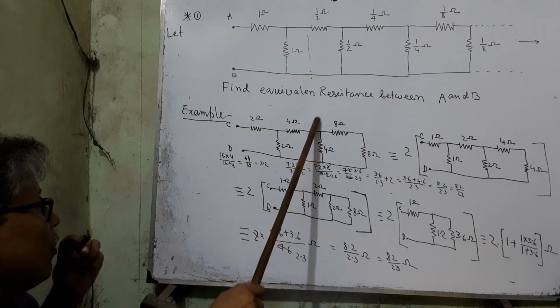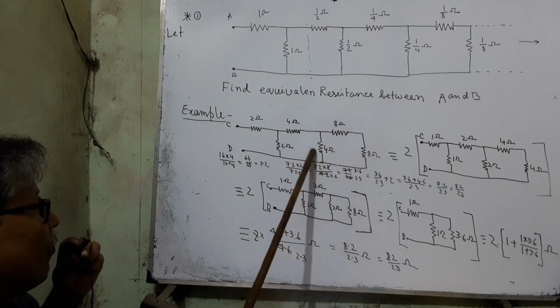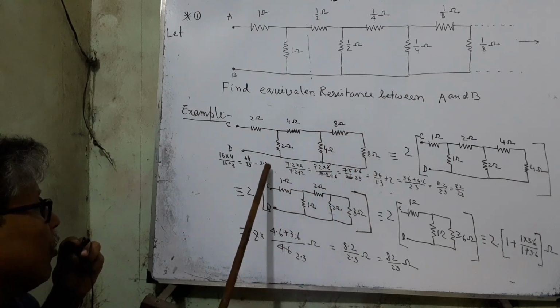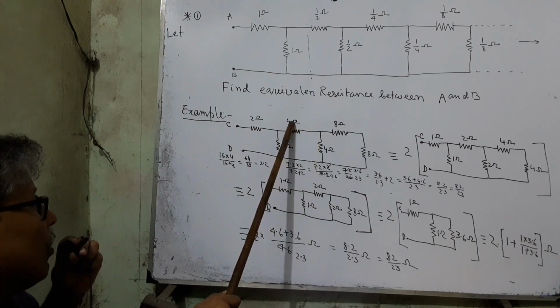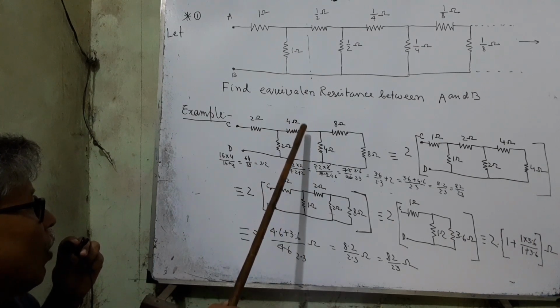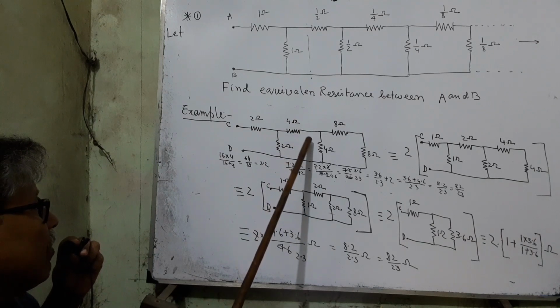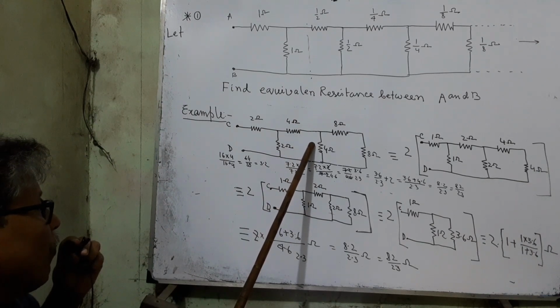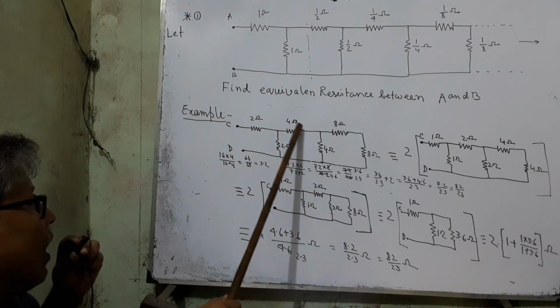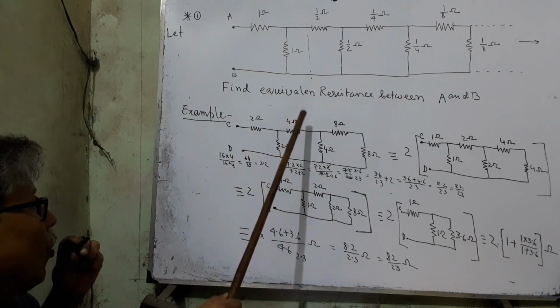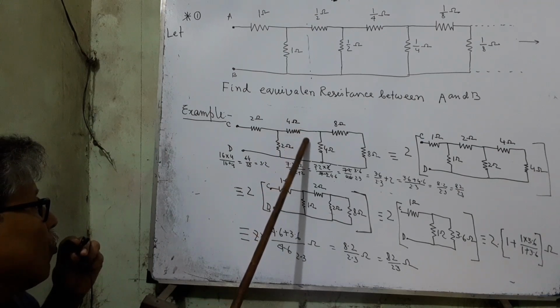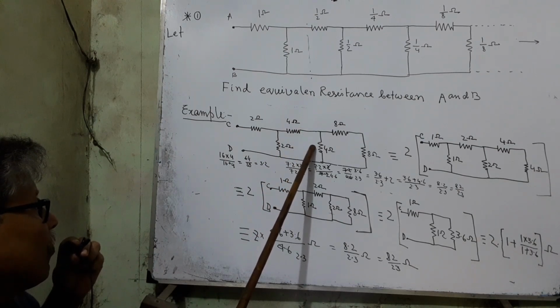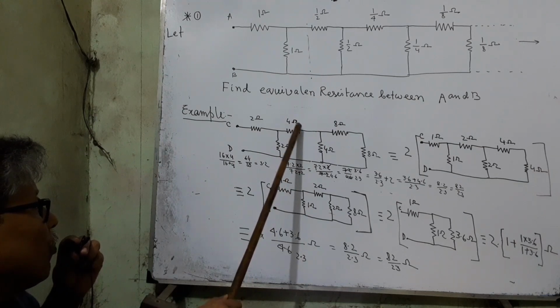So the equivalent of this network is 3.2 ohm. Now suppose there is 3.2 ohm, this 3.2 ohm is in series with 4 ohm, so what will be the equivalent resistance? 3.2 ohm and 4 ohm, so this will be 7.2 ohm, because these two resistances are in series.